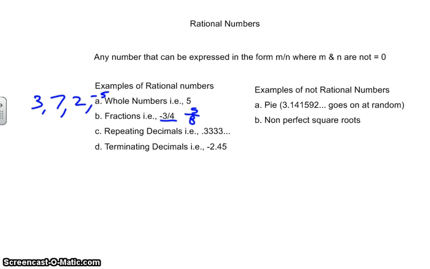Repeating decimals. So if I had 0.2344444, so I know those 4s are repeating forever. It's rational. If we get out to the point that it will repeat, then it's rational.